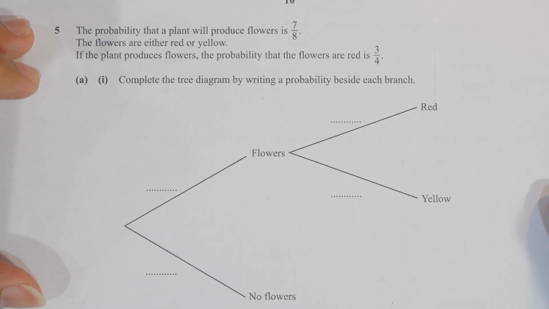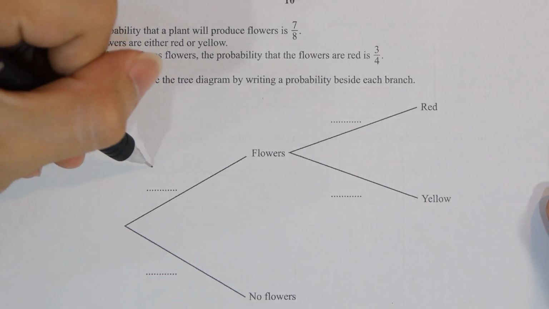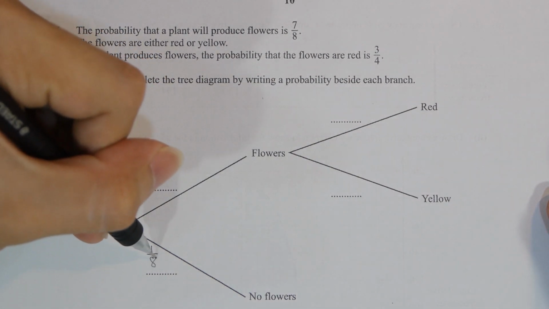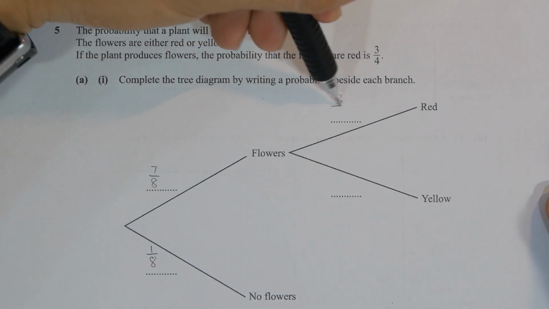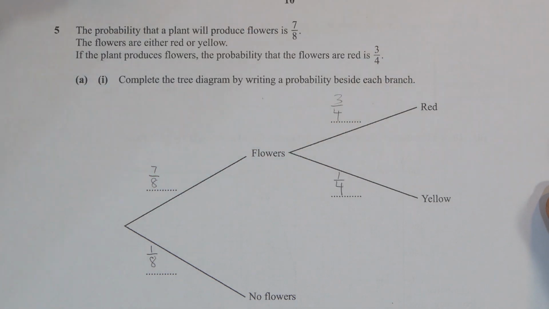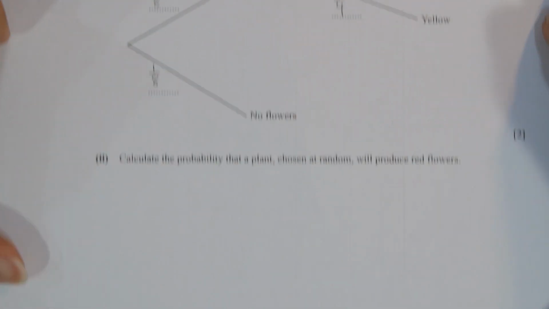As for the next question, you're required to fill up the tree diagram first. For those that will grow flowers is 7/8 and no flowers is 1/8. And for those that grew flowers, it will be 3/4 in red color and 1/4 in yellow color.